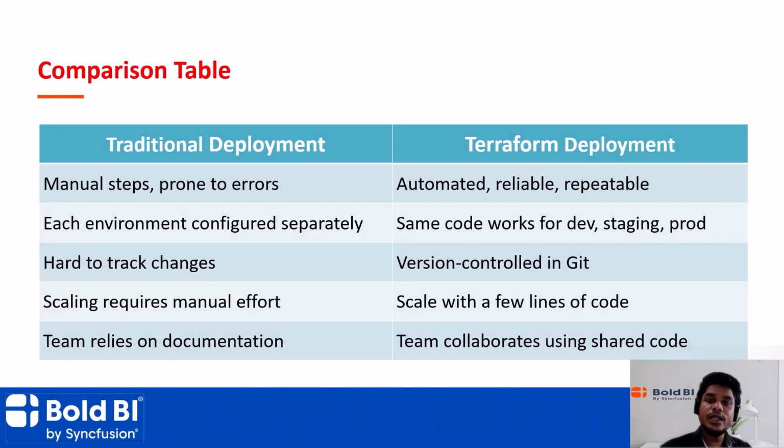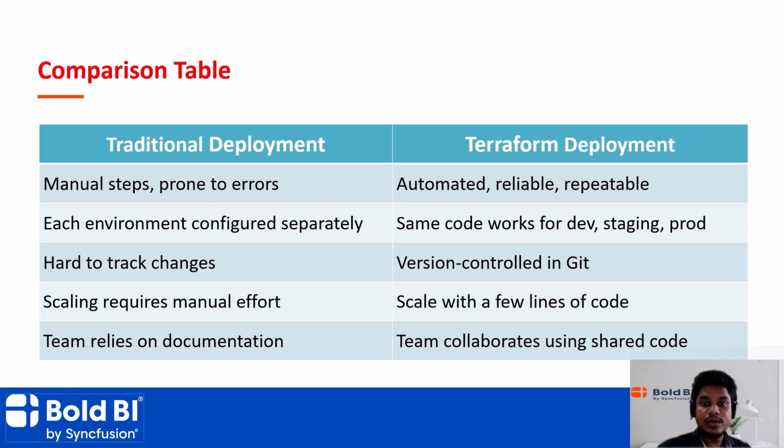In traditional deployments, most steps are manual. This makes them slower and prone to human errors. But with Terraform, everything is automated and repeatable. In traditional methods, each environment, such as development, staging, production, is configured separately. This often causes mismatches, but with Terraform, we can use the same code for all environments, which keeps everything consistent.